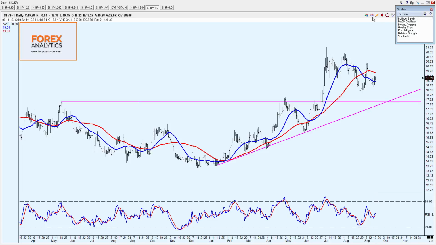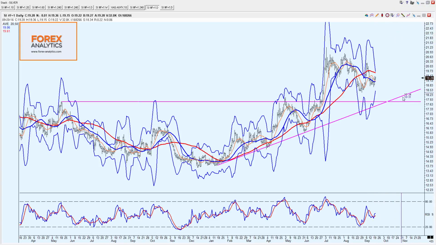Bolly bands. Now there is nothing like a bolly band to mess up a chart. Here we go, bolly bands on it. Yuck. Okay, look, I'm not going to go through all of them. That is enough. Just remember one thing.